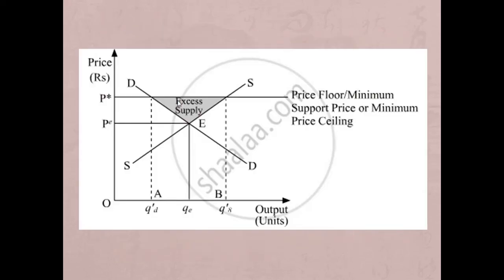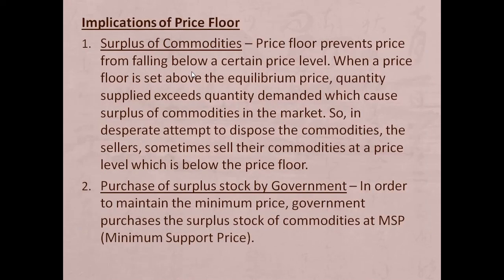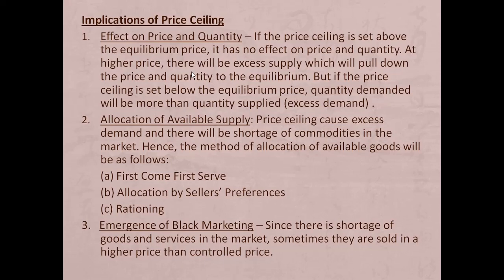So since the price has been controlled by the government, and they cannot earn the extra amount of profit, the sellers enter into the black market, and in the black market they sell their commodities at a higher price level, higher than the price ceiling. I hope you have understood this point. Even if you have not understood, please go through the book and let me know.